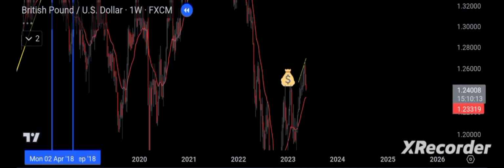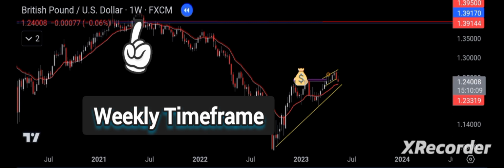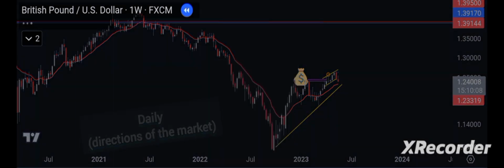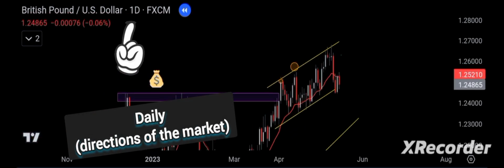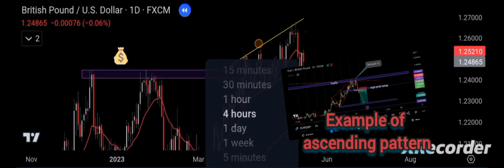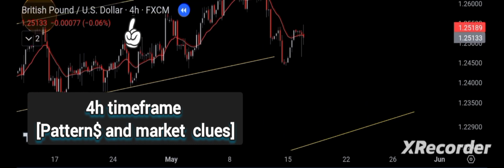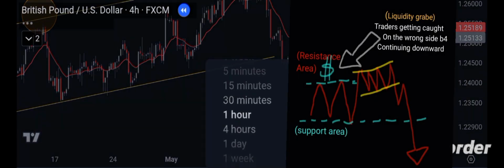So first you wanna do a top-down analysis from the weekly. We see the overview of the market down to the daily, where we can find a direction, and we see we're in the ascending channel at the supply where we broke through. That's where we get straight on the wrong side of the market to continue to move down.